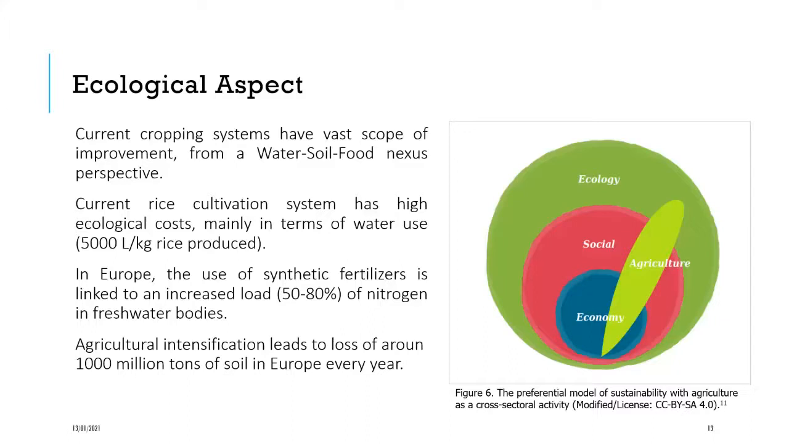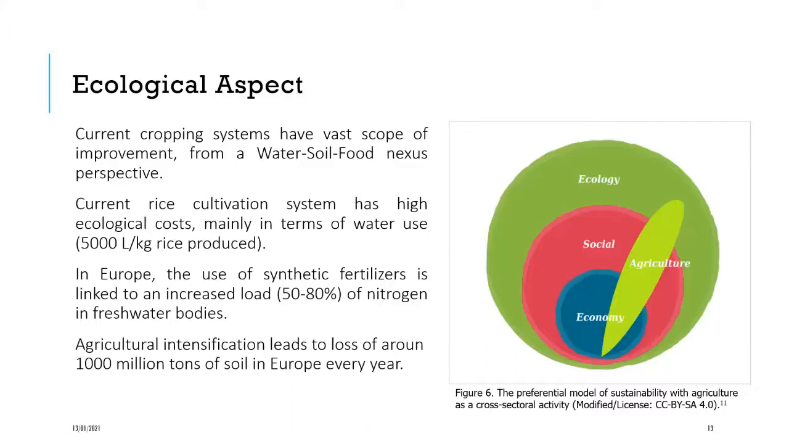So, like we briefly mentioned in the introduction, the different challenges the current agricultural system is facing. Given that, we can say that from a nexus perspective, from a water, soil, food nexus perspective, the agricultural system has a lot of room to improve, if we see its ecological consequences, the consequences of agricultural practices on the environment.